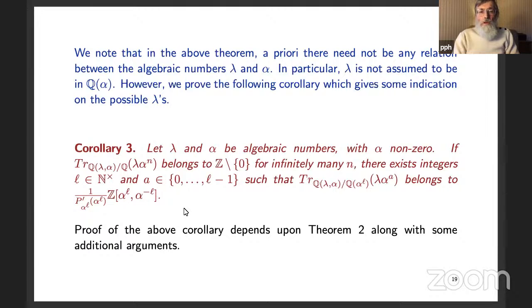So I will not explain the proof. The proof actually is done again by reduction modulo P for a suitable set of primes P.